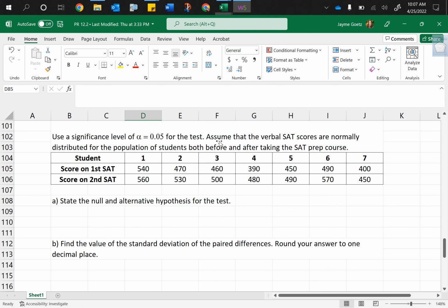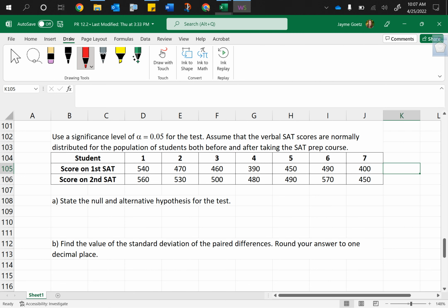Very good. And they're saying this row right here is their score before they took a prep course. Then after they took the SAT, they're like, listen, I might need a little bit of help. This is what they got after they took a prep course, okay? So part A says state the null and alternative hypothesis for the test, okay?